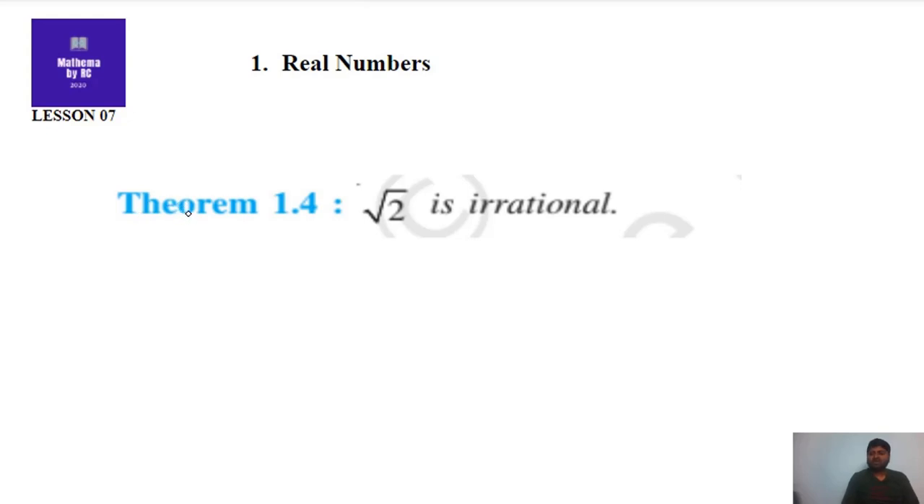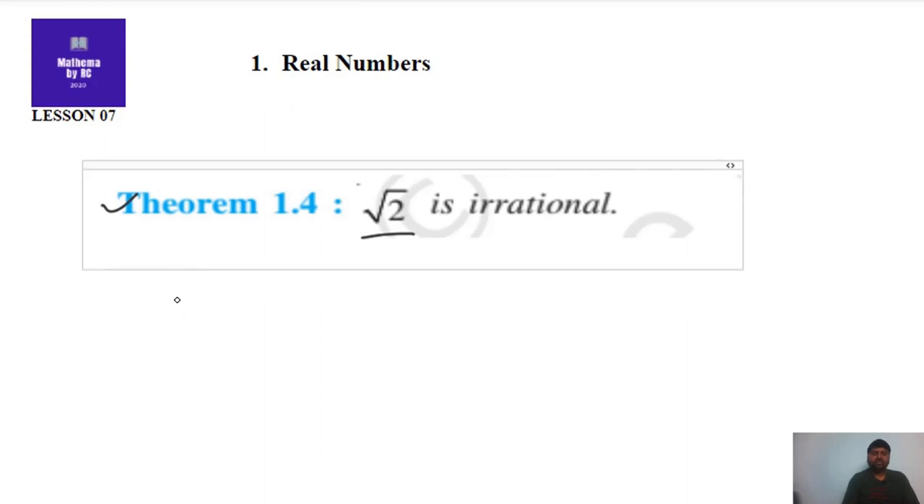This is our 7th class of Real Numbers of Class 10. In this class, we discuss a theorem: root 2 is irrational. In this theorem, we prove that root 2 is irrational. So, how can we prove that? We use proof by contradiction. That means we suppose that root 2 is a rational number, not an irrational number.